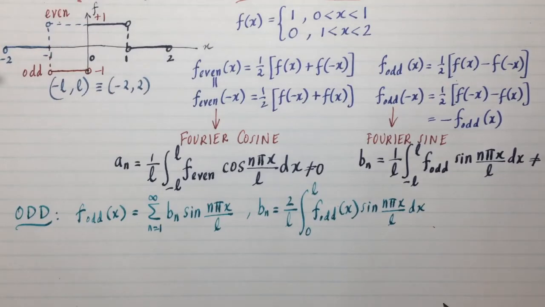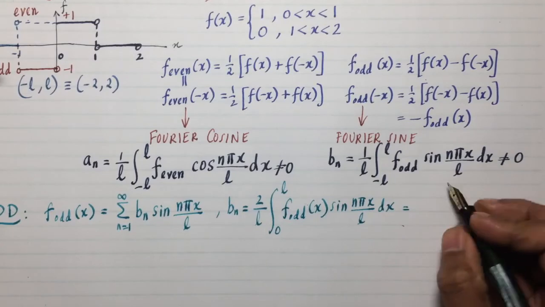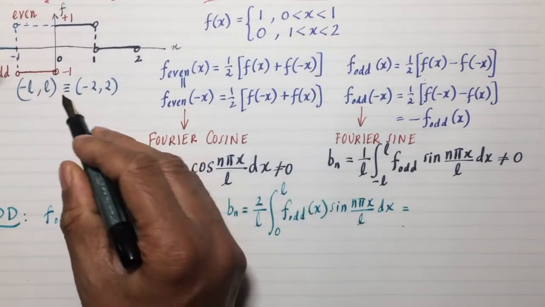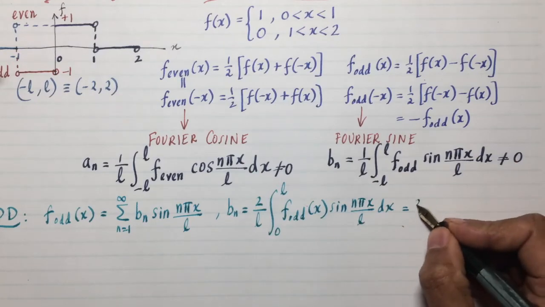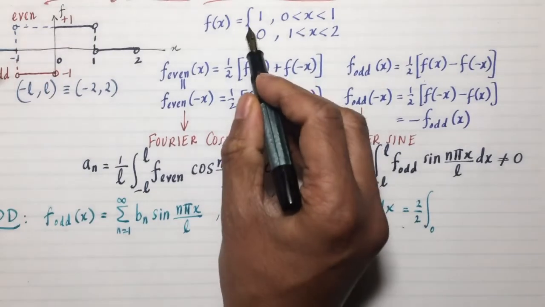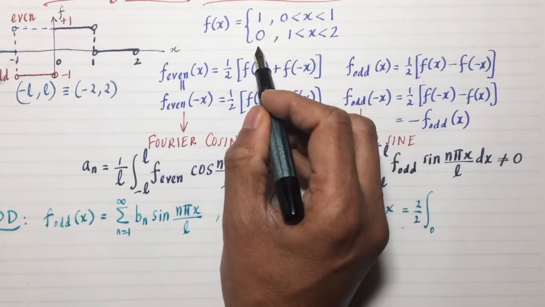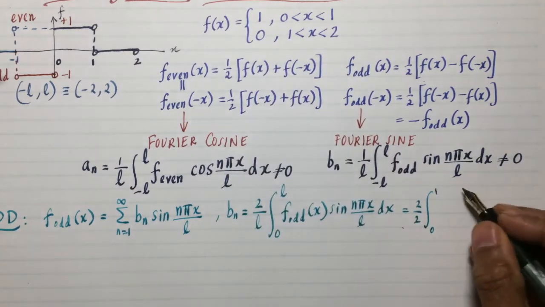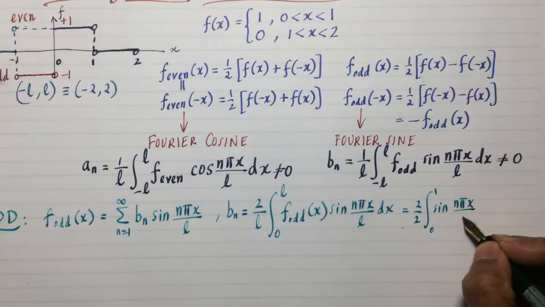All I would now have to do is evaluate this integral, which is not that difficult. L is equal to 2 in this case, so I'll put that, give me 2 over 2, which is 1, integral 0 to 2. But from 0 to 1, the value is 1. From 1 to 2, the value is 0. So I only write from 0 to 1, sine of n pi x over L, which in this case is 2.